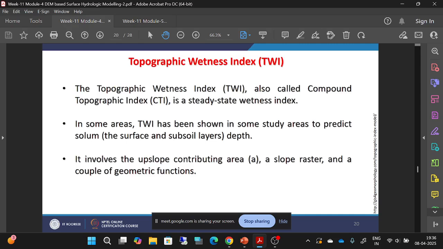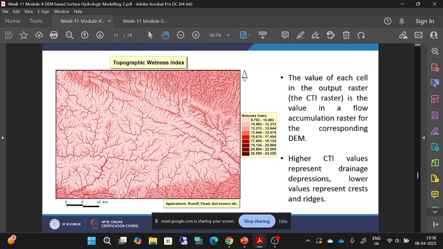Then we have the topographic wetness index. It is also called the compound topographic index, CTI. It is a steady state wetness index. In some areas it is shown to predict the solum, that is the surface and the subsoil layers depth, and it involves the upslope contributing area, a slope raster, and a couple of geometric functions. So here we have a diagram. This is the output based on the digital elevation model that we were using before.